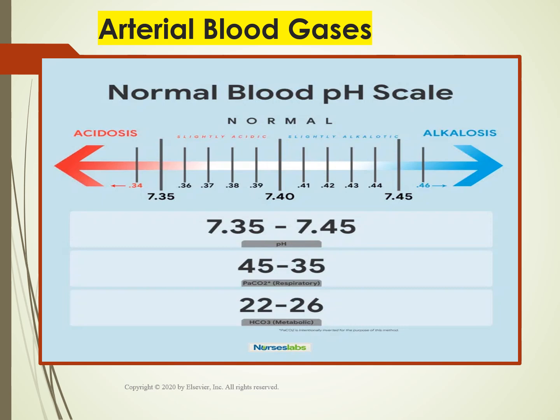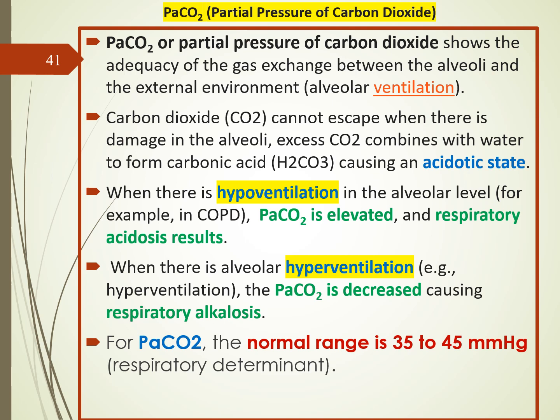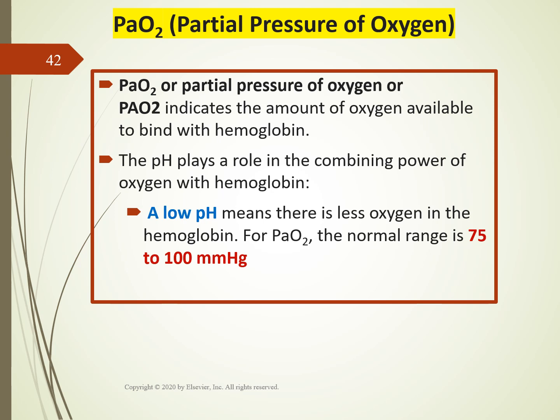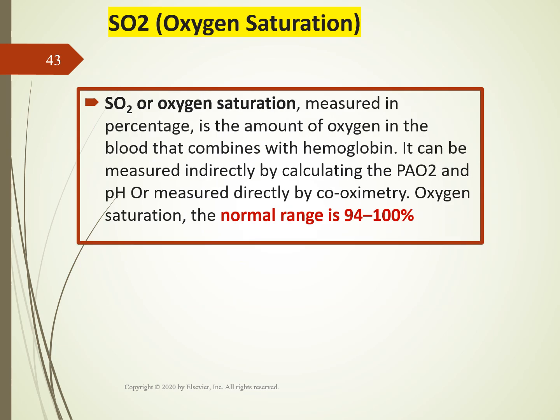This just shows the pH level. This is normal. Anything below that is acidotic, and this is alkalosis. Some different things here. Hypoventilation is when often the CO2 is elevated and respiratory acidosis results. Again, that would be something that we would look at with our ABGs. And hyperventilation is when the CO2 is decreased and causes respiratory alkalosis. A lot of this is related to ABGs. And again, honestly, in this class, we're not going to be talking about ABGs. You'll learn that in med-surg.